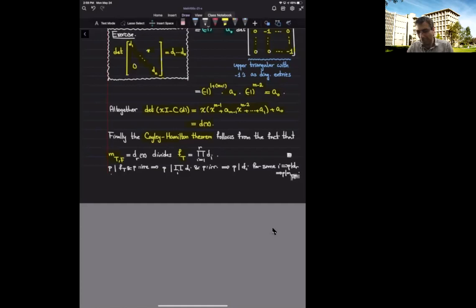Let's stop at this point. We'll continue and see more applications of these results for now.